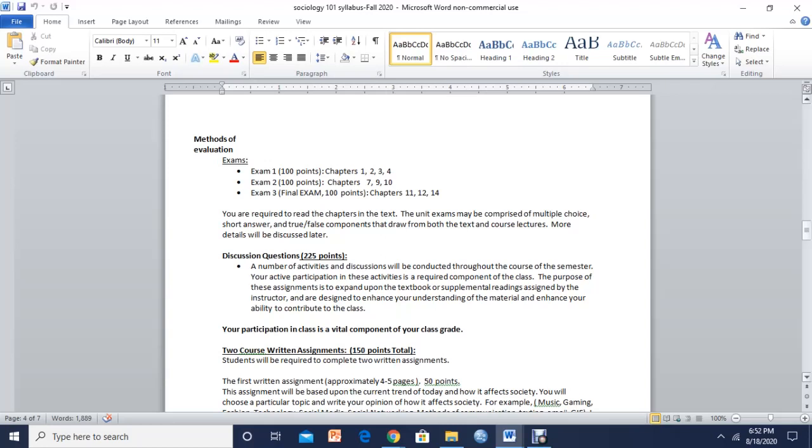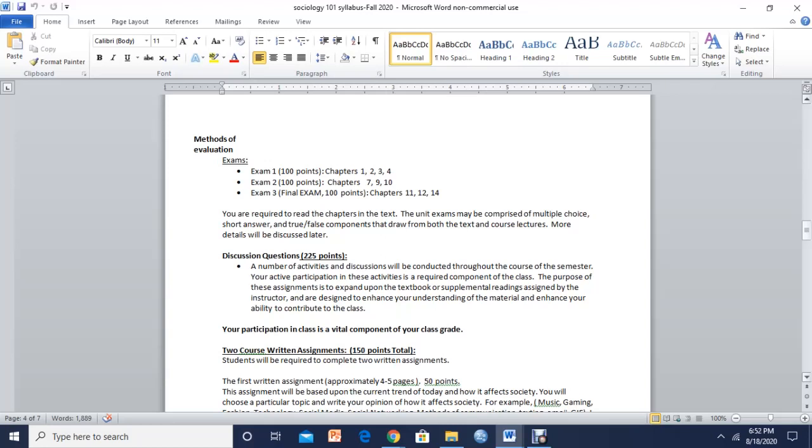Once you complete that exam, same format. And then we have the final exam, which of course is during finals week, which is the same thing, 100 points, 50 questions. The chapters 11, 12, and 14, again, not cumulative. You only focus on those particular chapters for the final exam.